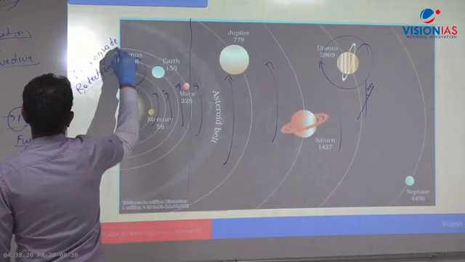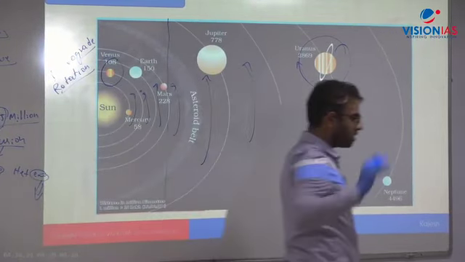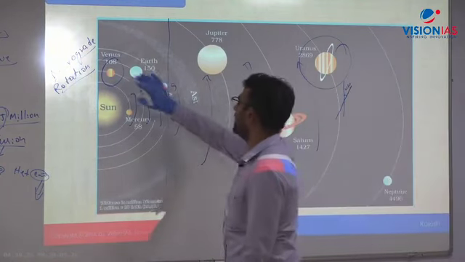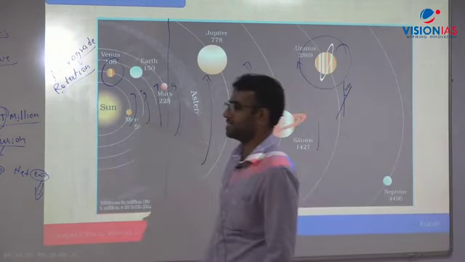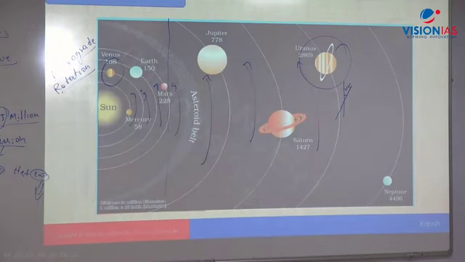Retrograde rotation means rotating in an opposite direction than the normal. All the planets rotate from west to east including the Earth, but Venus and Uranus rotates in opposite direction, that is east to west, which is retrograde rotation.